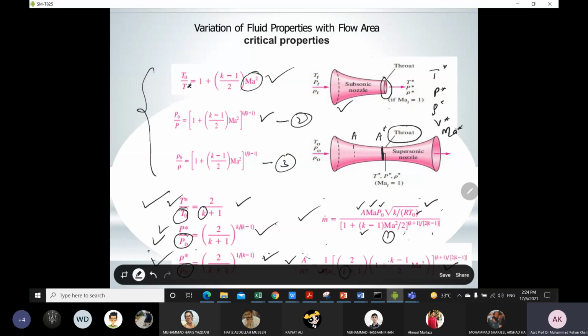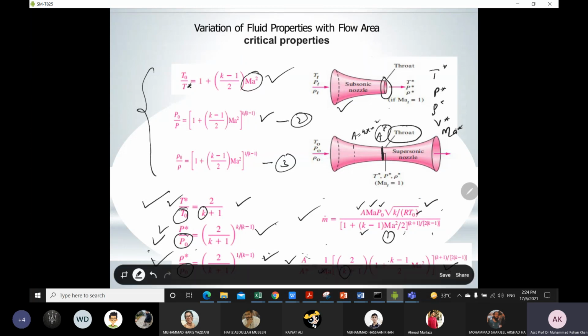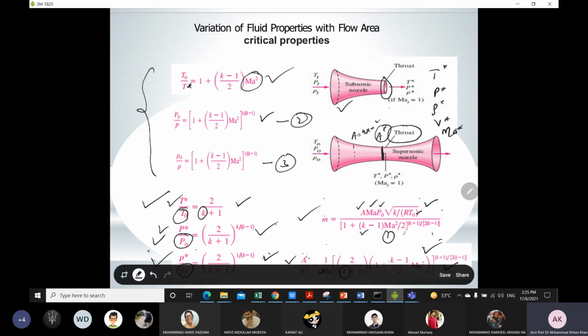And from this, if this area is some 40 centimeters squared and I want to find the throat area, from this relation you can easily find your throat area. The derivation of this equation we will also look into in the coming slide. If you have any question, you can ask me, or you can see the derivation as well.